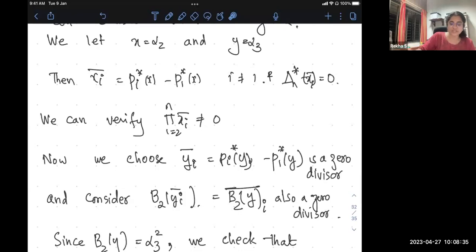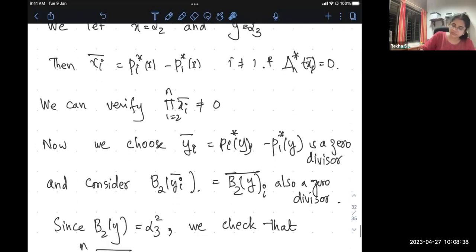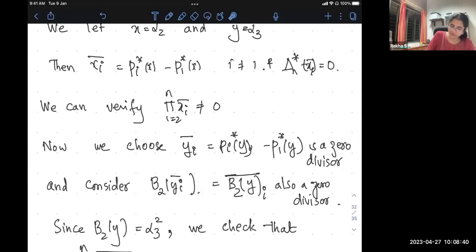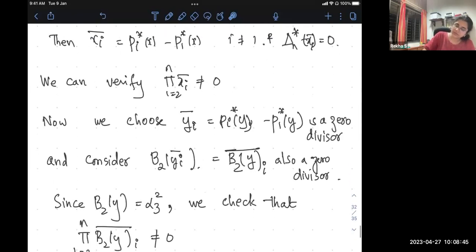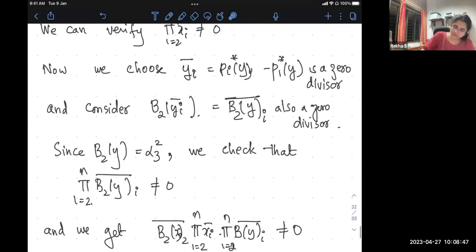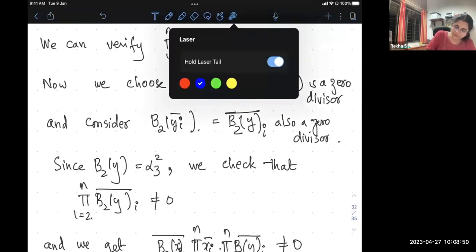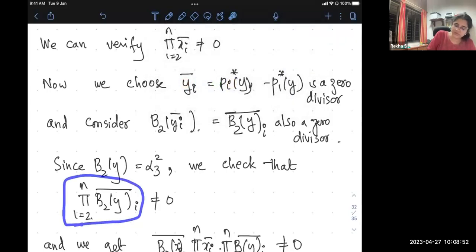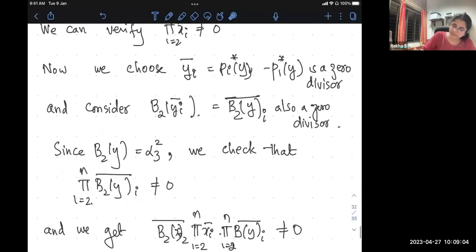Using the generalization that we gave earlier, and the fact that the Bockstein of y is just alpha cubed square, we can verify that when we take the product of Bocksteins over all these various i, with i varying from 2 to n, this will give me a non-zero element. And the previous statements basically tell me that this element will have weight greater than or equal to 2.